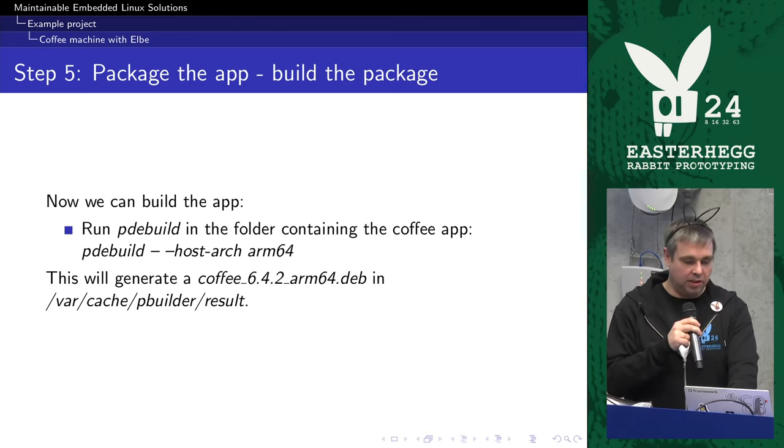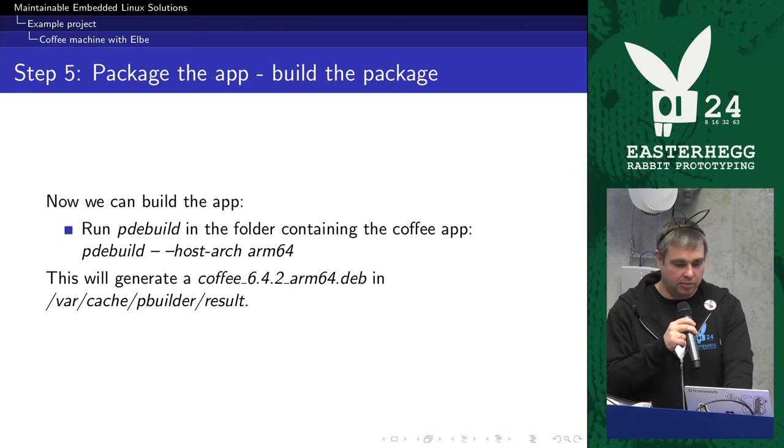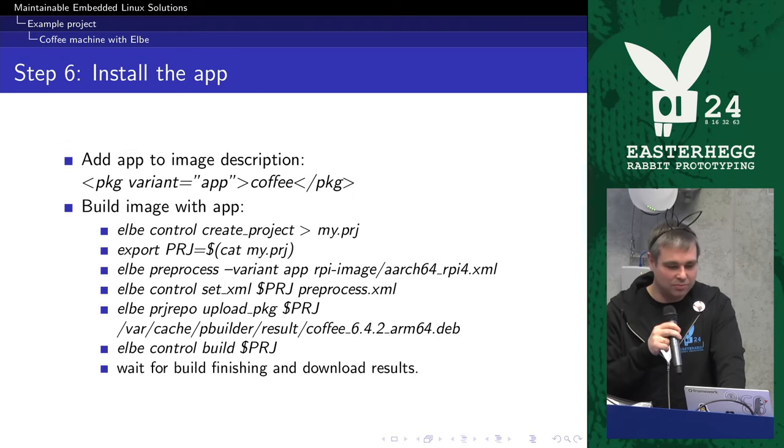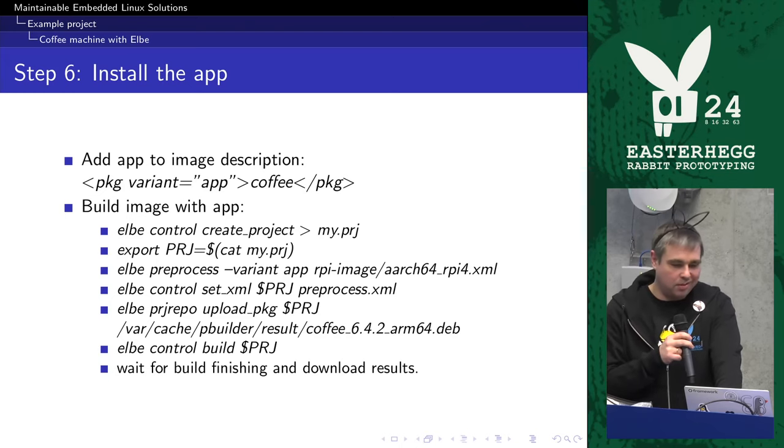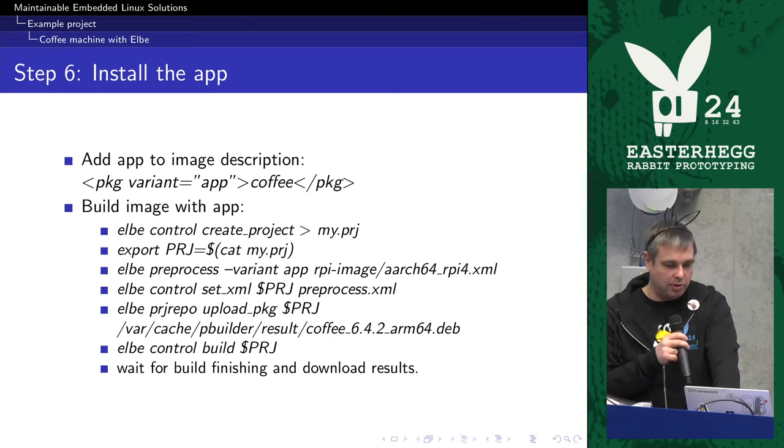Okay. And then, the package will be by default in /var/cache/pbuilder/result, just so that you don't look for it and don't find it. Okay, and then we also have to install the package in the image. So with ELBE, I would add the new tag to install the package. And then there are different ways to do it, providing a local apt repository and so on. But the simplest way from my point of view is to use these elbe control commands to first set up the project, upload the package to the elbe initvm, and then it's available for the build and I can build the image. And then I can also already boot the image, log in, and run the app manually.